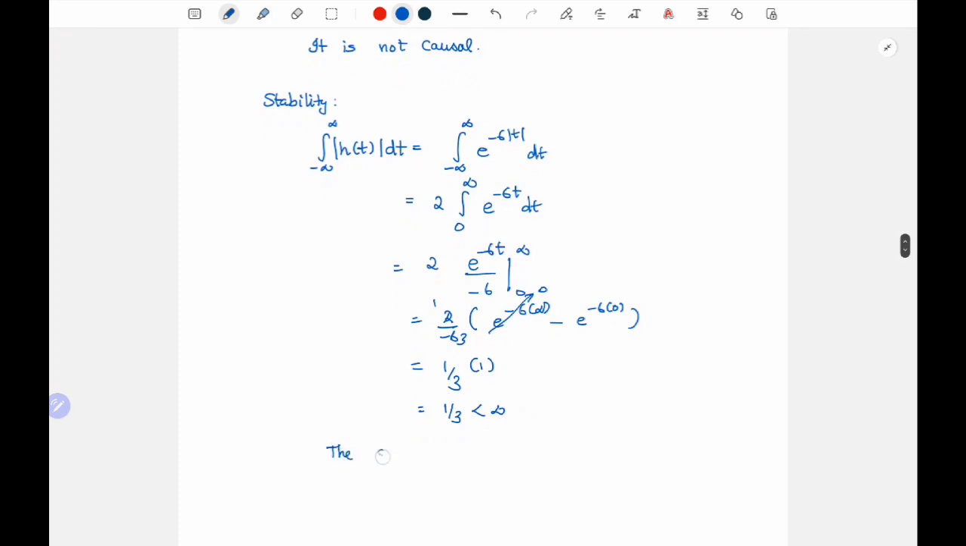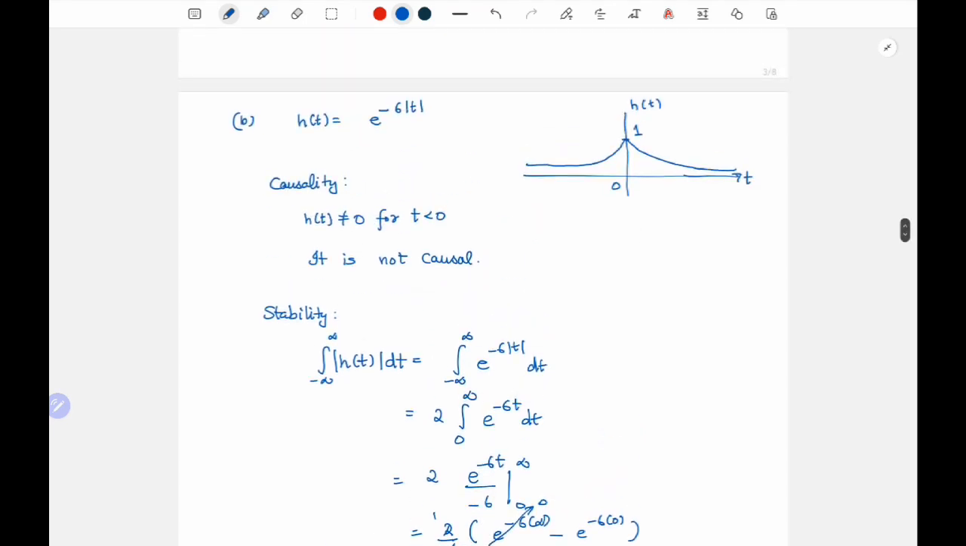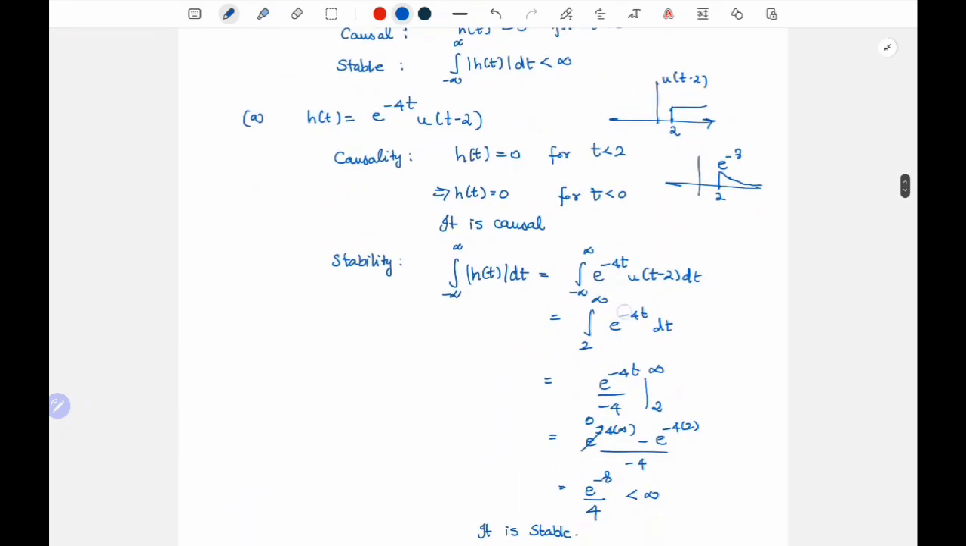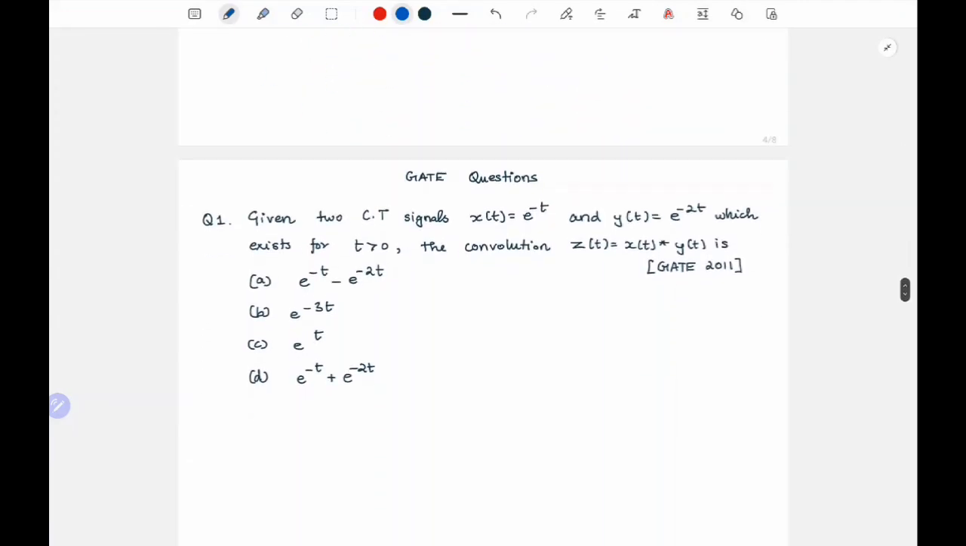So we get it as 1 by 3, which is less than infinity. So the system is stable. So this system is not causal but stable. And the first example we saw is both causal and stable. Okay, moving on. We'll next see some GATE previous year questions.